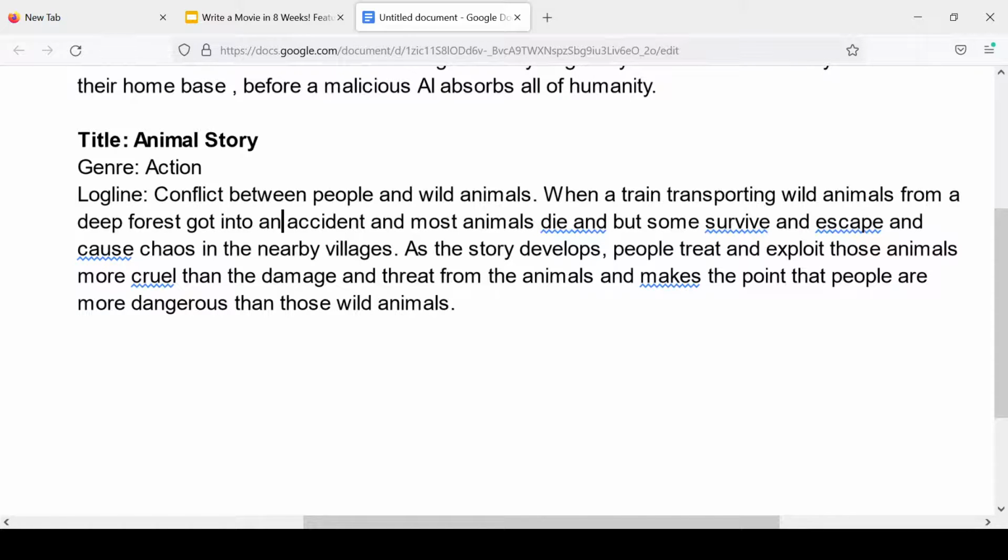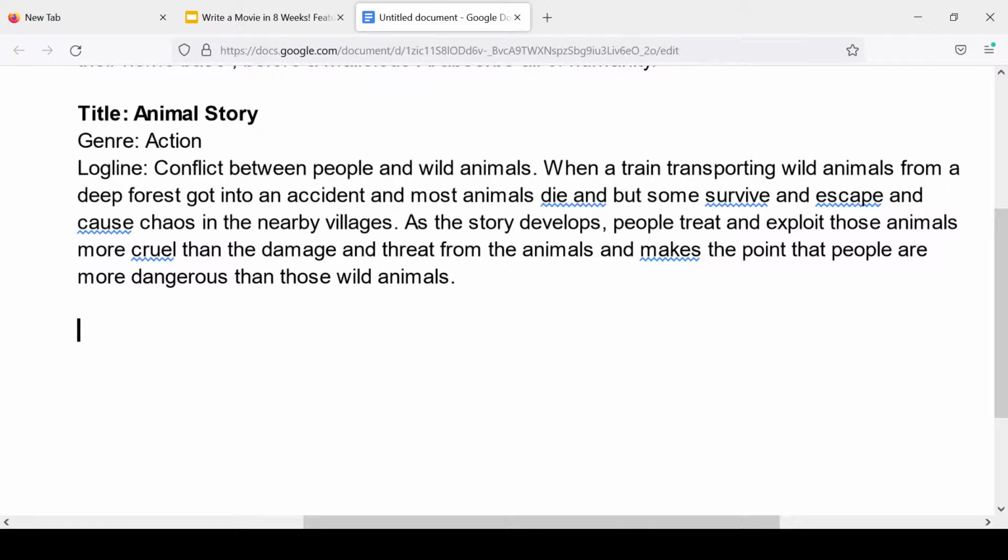Okay. So, go ahead. There is no specific hero in this plot, but basically it is a conflict between the animals and people. Animals can sometimes be compassionate, and the people can be more cruel to animals. So that's the point that the story outlines.